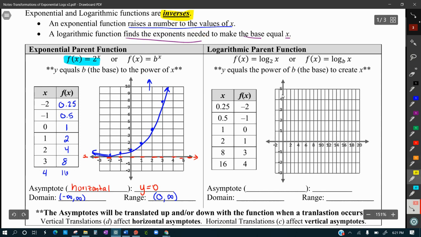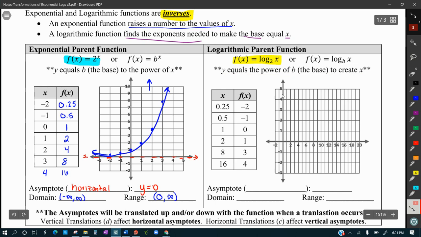So if I look at my example here, I have y equals the log base 2 of x. That's how you say that: the log base 2 of x. There's little pretend parentheses around that x. And so in this case, y equals the power of b, the base, to create whatever x is.